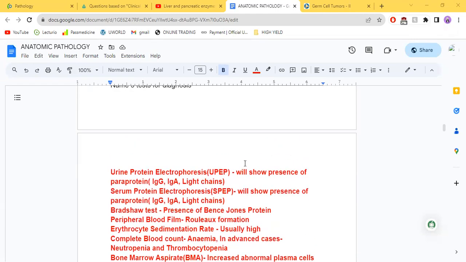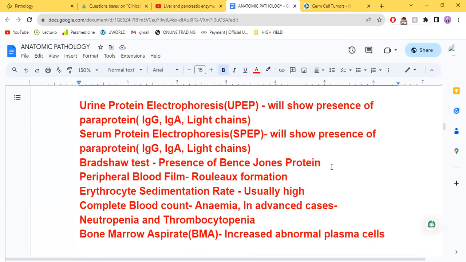So immunofluorescence, I think you guys have done well. So we can use urine protein electrophoresis and serum protein electrophoresis, ratios to show the presence of Bence-Jones protein. Someone said blood film to show rouleaux formation, erythrocyte sedimentation, yeah, which is usually high, complete blood count to show if there's anemias, and in advanced cases, neutropenias and thrombocytopenias, and bone marrow aspirates to see if there's abnormal plasma cells.